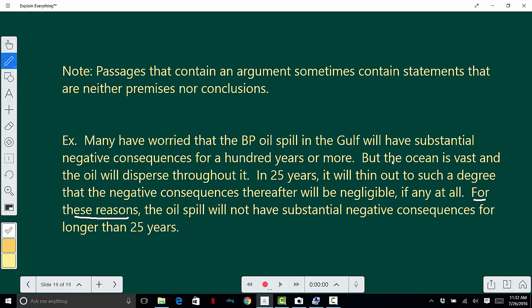Well, which reasons? Well, the fact that the ocean is vast and the oil will disperse throughout it, and the fact that in 25 years it'll thin out to such a degree that the negative consequences will be negligible, those together suggest the truth of this statement. And notice the fact that people are worried that the BP oil spill in the Gulf will have substantial negative consequences doesn't suggest the truth that the oil spill will not have substantial negative consequences. The fact that people are worrying about it is irrelevant to that truth.